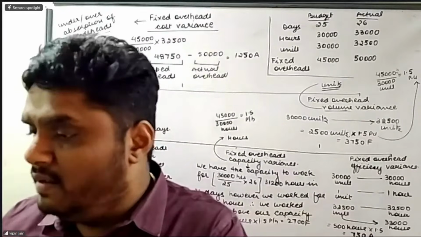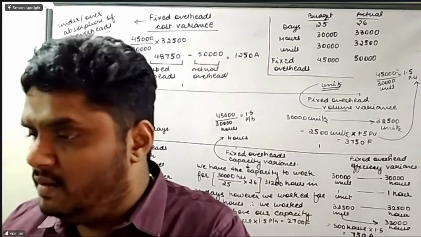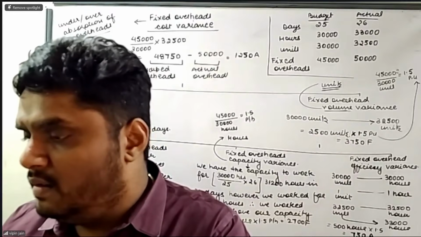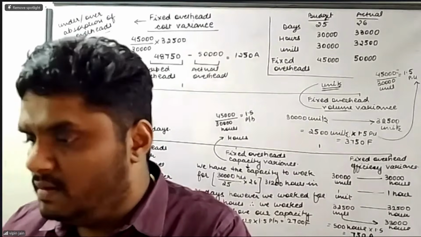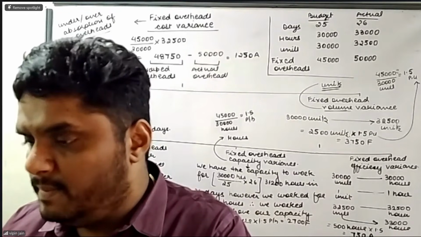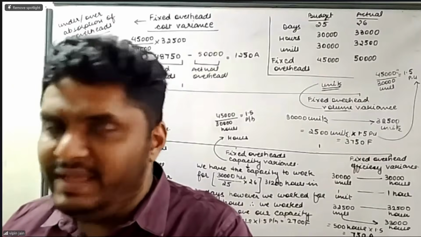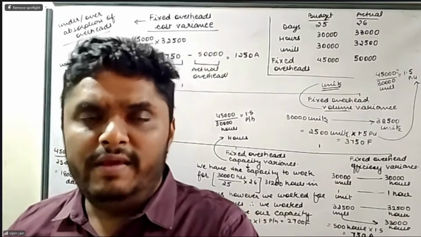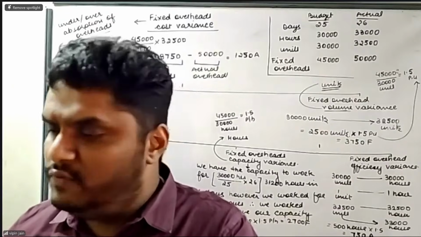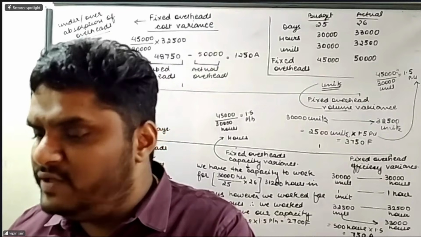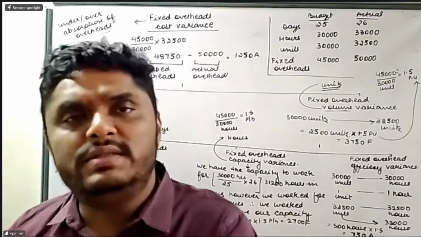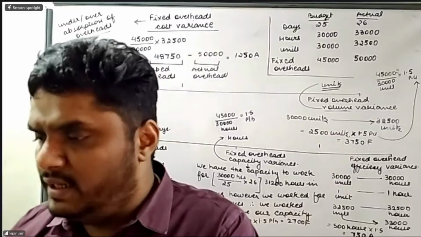And now coming to fixed overhead calendar variance, the difference is 1 day, and we apply the budgeted rate per day. For capacity variance, the budgeted rate per hour. And efficiency you can calculate in units or in hours, both approaches are correct, sir.